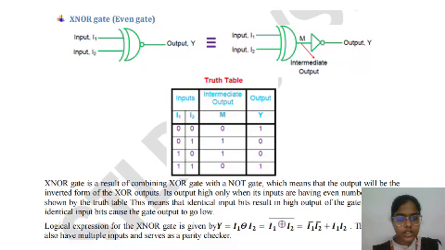The logical expression for the XNOR gate is given by y = I1 XNOR I2 = (I1 XOR I2) complement = I1 complement · I2 complement + I1 · I2. This also can have multiple inputs and serves as a parity checker.